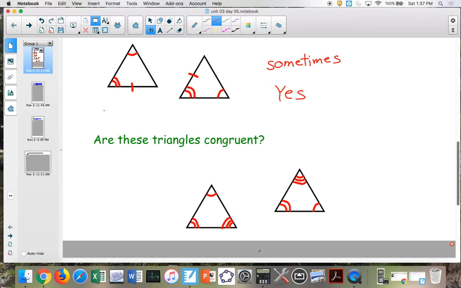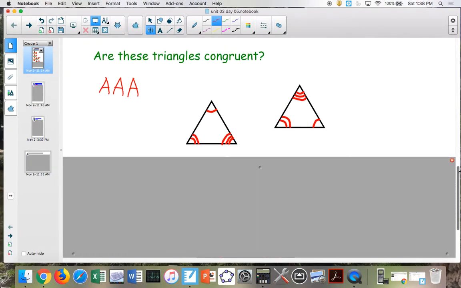In the first case here, we have 2 pairs of angles and a side. In this case, we have 3 angles. We have 1 pair of angles, then we have a second pair of angles, and then we have a third pair of angles. Will that guarantee that the triangles will be congruent? If I told you in your GeoGebra software, make a triangle where one angle is 60 degrees, 1 angle is 50 degrees, and 1 angle is 70 degrees, and everybody in the class made a triangle on GeoGebra on their iPads, would everybody's triangle be exactly the same size and exactly the same shape?